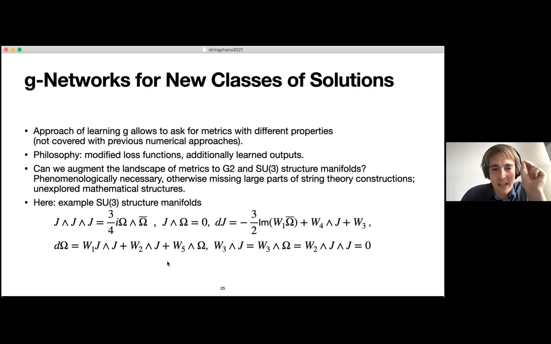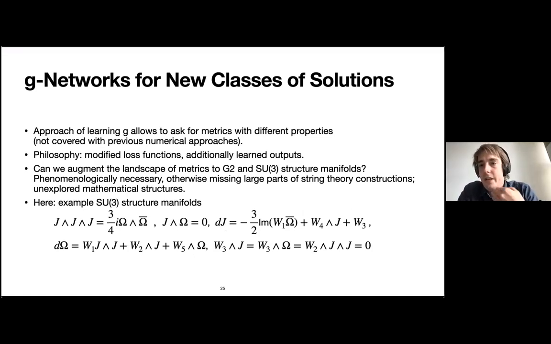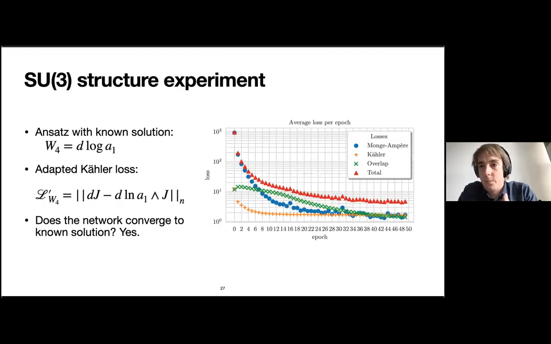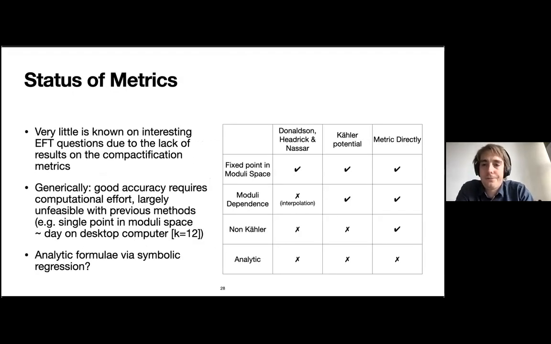Very quickly, you can modify the loss function. Before that, we had dJ equal to 0. And now if you're interested in SU(3) structure manifolds, you can do this. You modify it. What we've shown here is, especially if you have targets, that this whole procedure works and it converges to the known solutions.